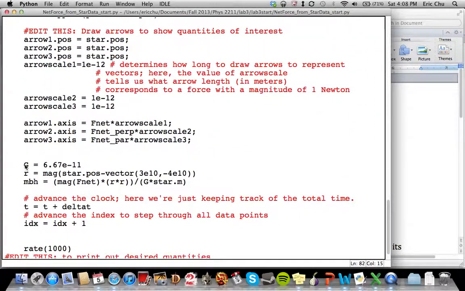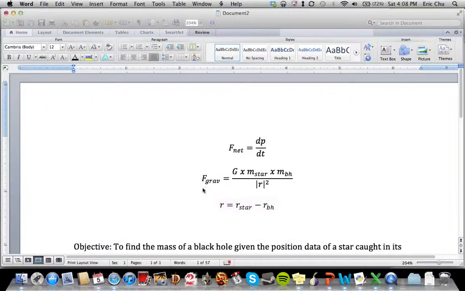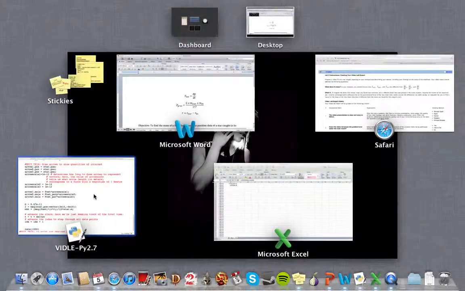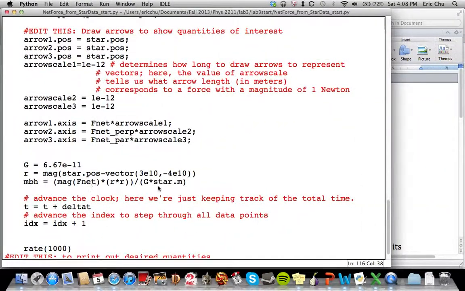So here is where I actually find the mass of my black hole. As you can see here, r is the distance between the 2 objects at any given data point, and G is 6.67 times 10 to the negative 11. And we arranged our gravitational force equation from here to solve for the mass of the black hole.